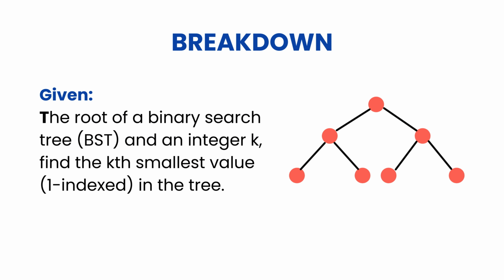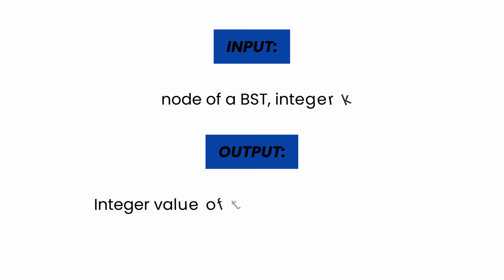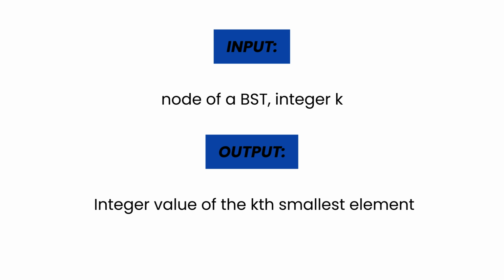Let's break it down. Given the root of a binary search tree, BST, and an integer k, find the Kth smallest value, one indexed, in the tree. Input: root node of a BST, integer k. Output: integer value of the Kth smallest element.